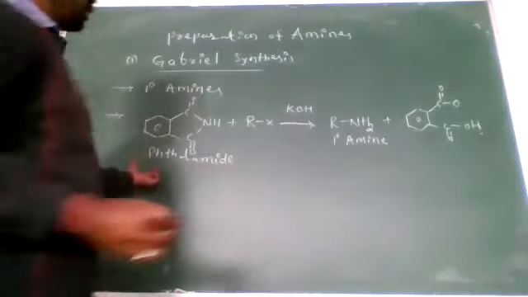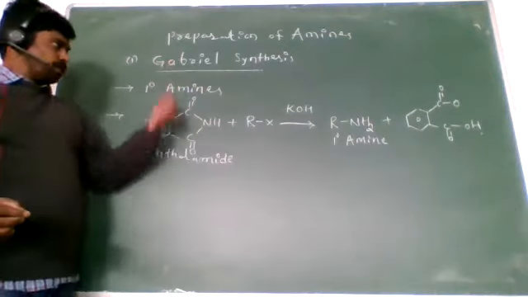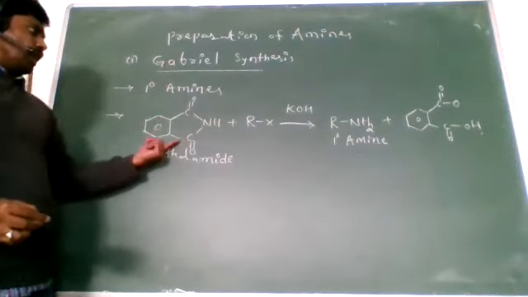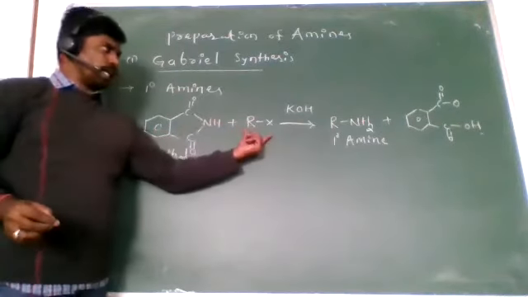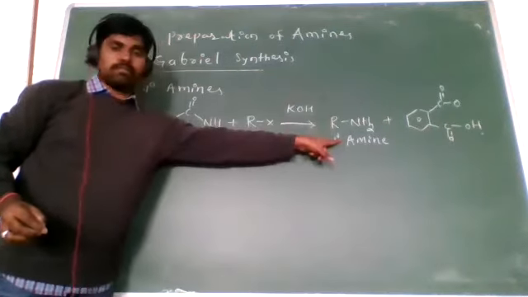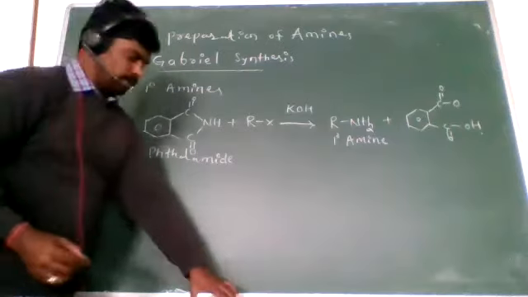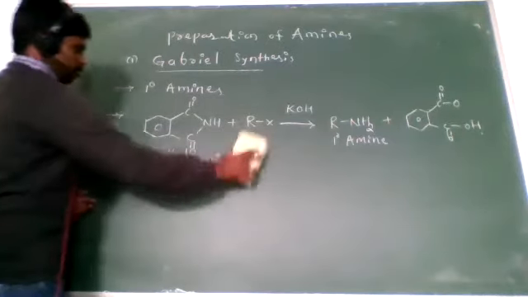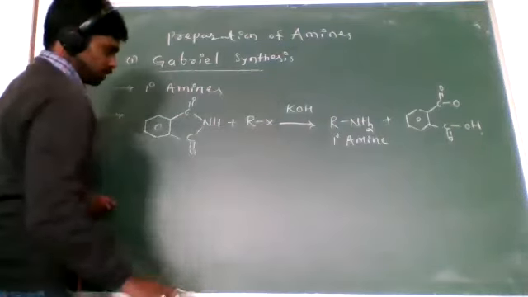Now this is the reaction of which one? Gabriel synthesis. So when you treat phthalimide with the alkyl halide in the presence of base, we get primary amines. I will go for the mechanism, how these primary amines form with the reaction of alkyl halide and potassium hydroxide.